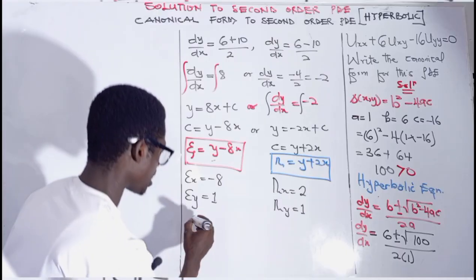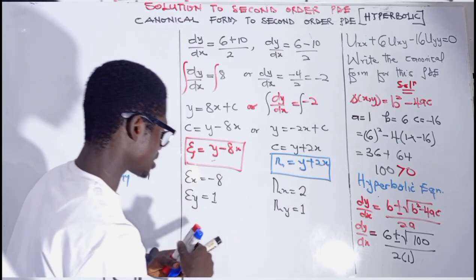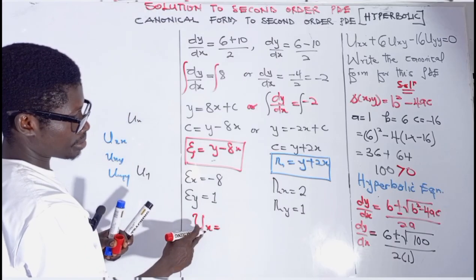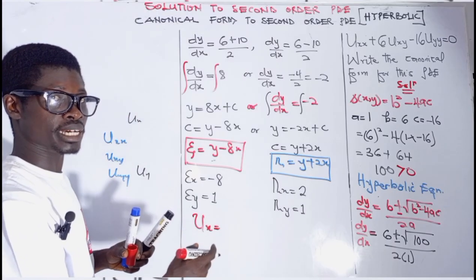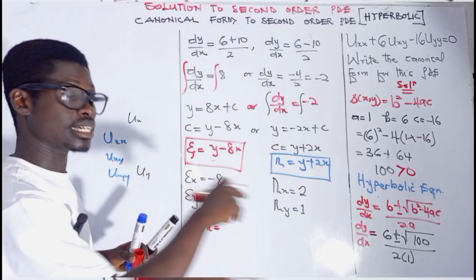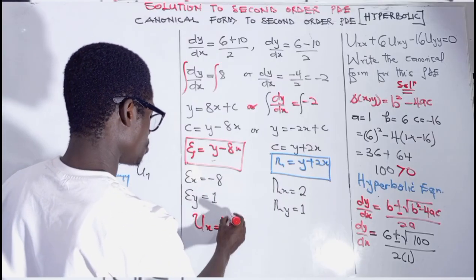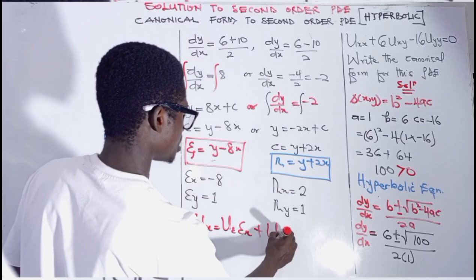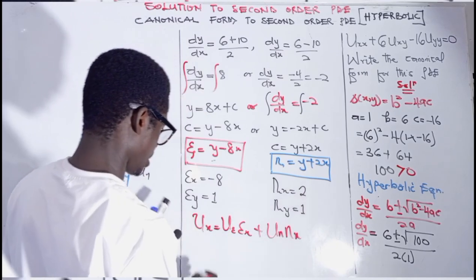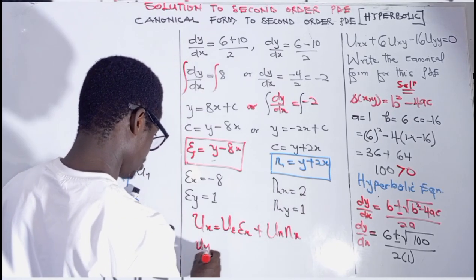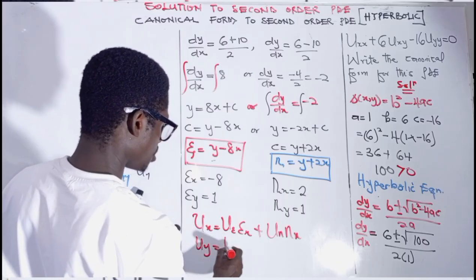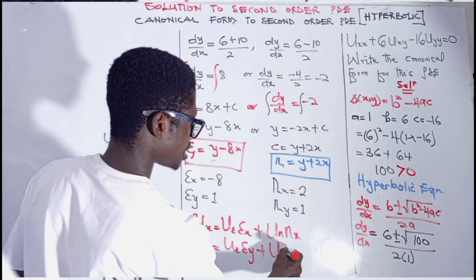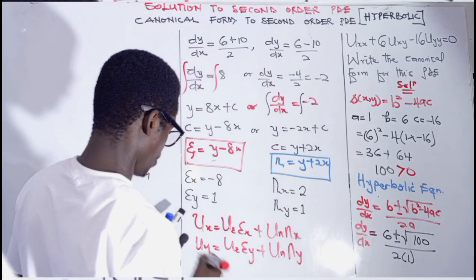Okay, so we know that ux, that is the first partial derivative of the function u with respect to x going through xi, is u xi xi x plus u eta eta x. Then we have our uy equal to u xi xi y plus u eta eta y.